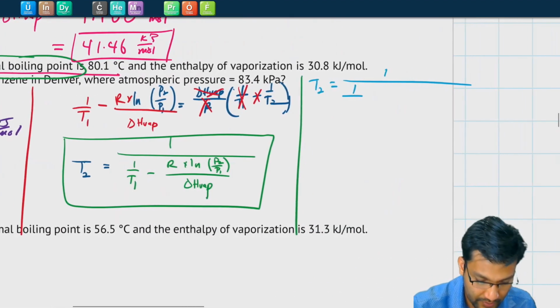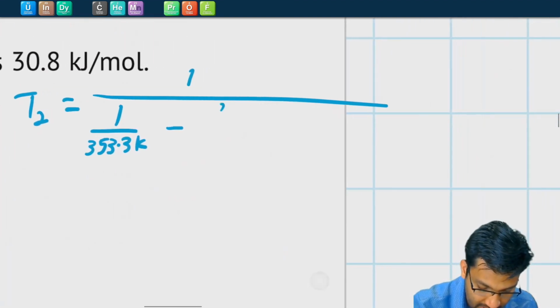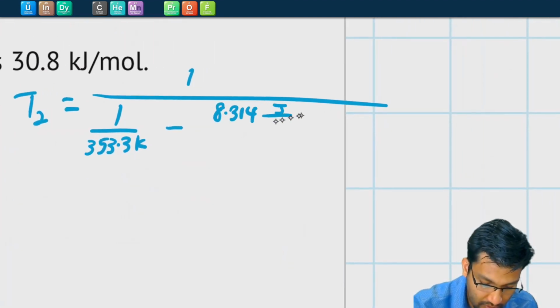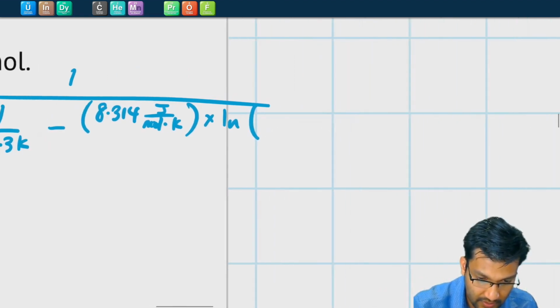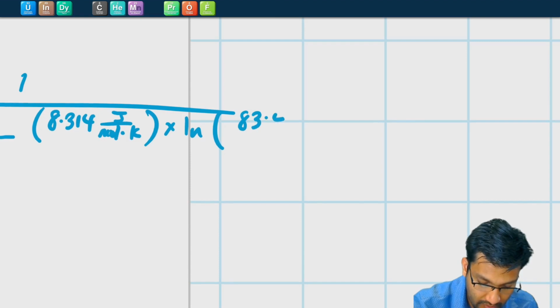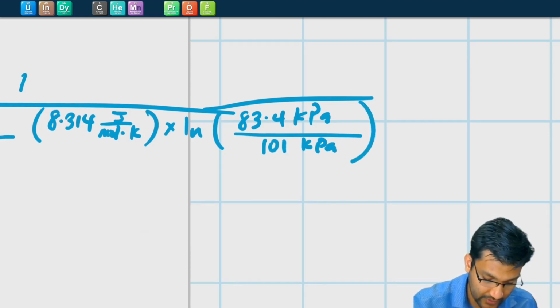T1 was 353.3 kelvins. 353.3 kelvins minus R. Yep, R is 8.314 joules per mole per Kelvin times the natural log of P2 over P1. P2 happened to be 83.4 kilopascals divided by P1 was 101 kilopascals. It was regular atmospheric pressure.